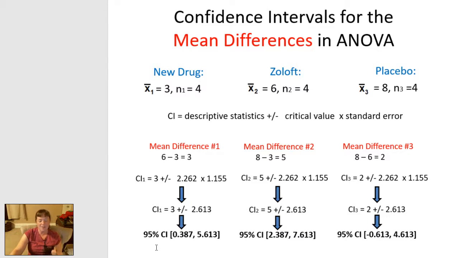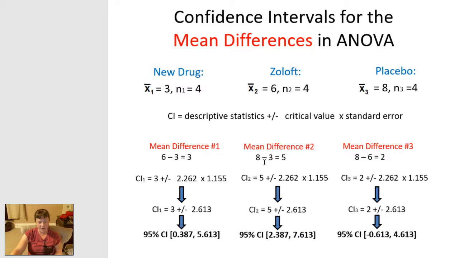So I can be 95% confident that the real difference between people who take the Zoloft and people who take the new drug is somewhere between 0.387 and 5.613. So not zero, right? The difference between them is not zero, because zero is not within this interval, because my descriptive statistic is the mean difference here and the null value in an independent samples t-test is 0.